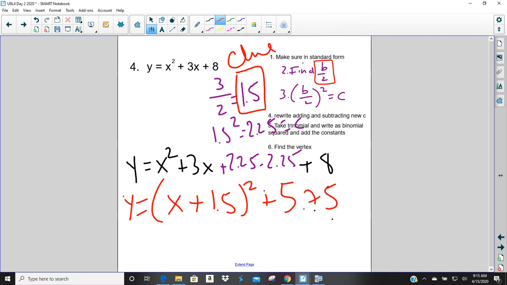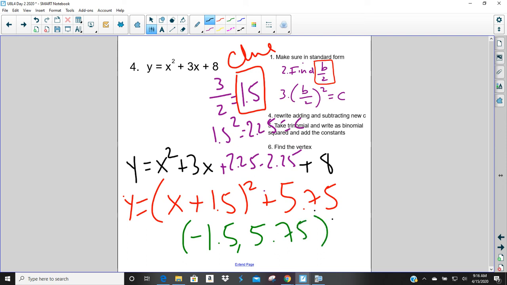The final step, we're not done. This is called vertex form that I just found. If the question asks for you to write it in vertex form, this is your answer. You stop here. But if it asks for you to find the vertex, you find the vertex by doing same number, different sign. So it's negative 1.5, comma, 5.75, and that's my vertex.